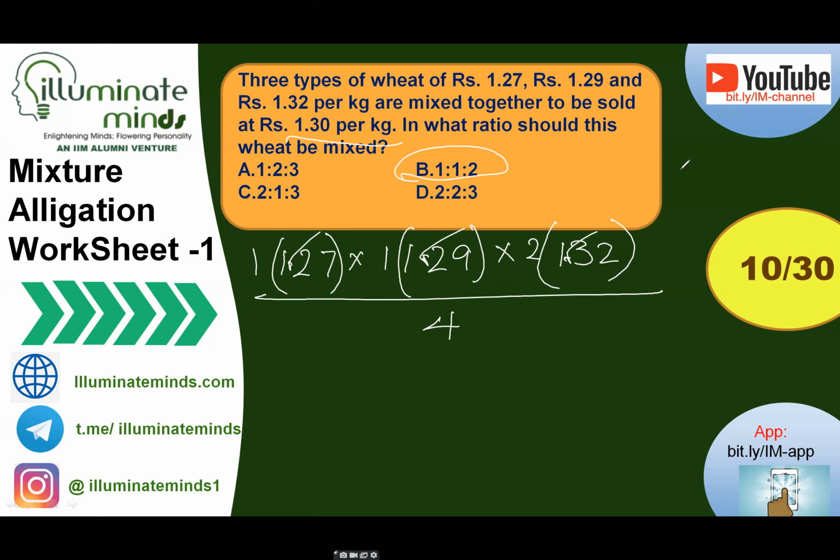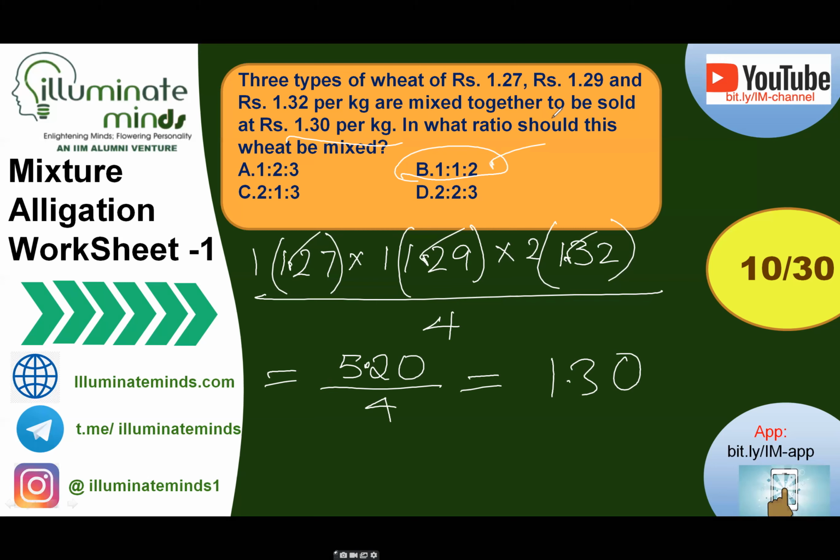393 plus 127 will give me 520. And 520 divided by 4 will help me reach 130, that is 1.30. This is 5.20. So 130 is my final answer. So that's how I reached it, because this seems to be a very possible thing.